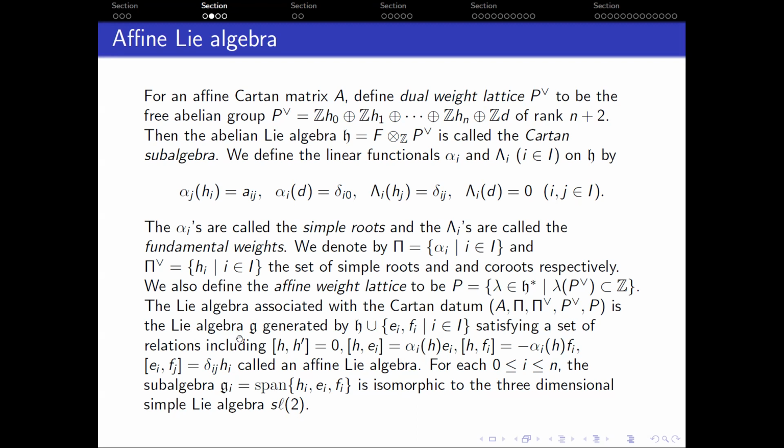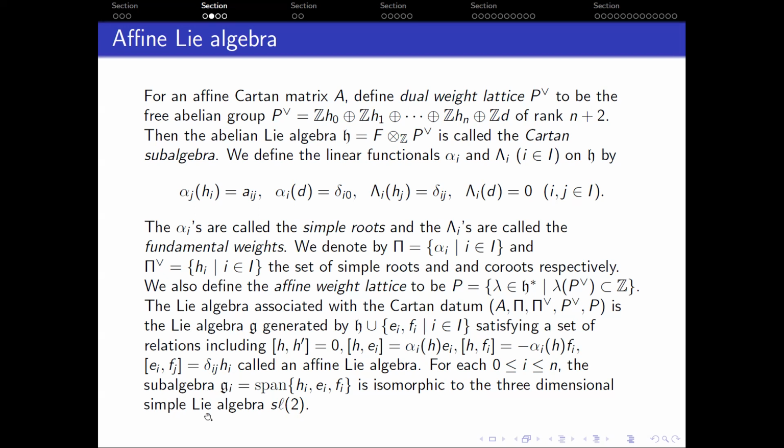And indeed, the Lie algebra is generated by H and the e_i, f_i, satisfying some relations. And among them, as I showed you for the SL3 case, of course, these 4 relations called the Chevalley relations will always hold. And there are some more.